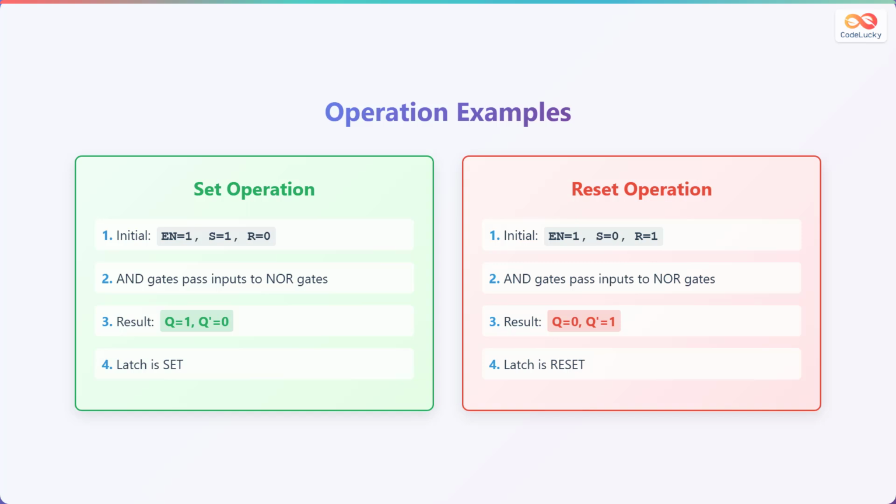For the reset operation, initially enable is 1, S is 0, and R is 1. The AND gates pass the inputs to the NOR gates. The result is that Q becomes 0 and Q prime becomes 1, indicating that the latch is reset.